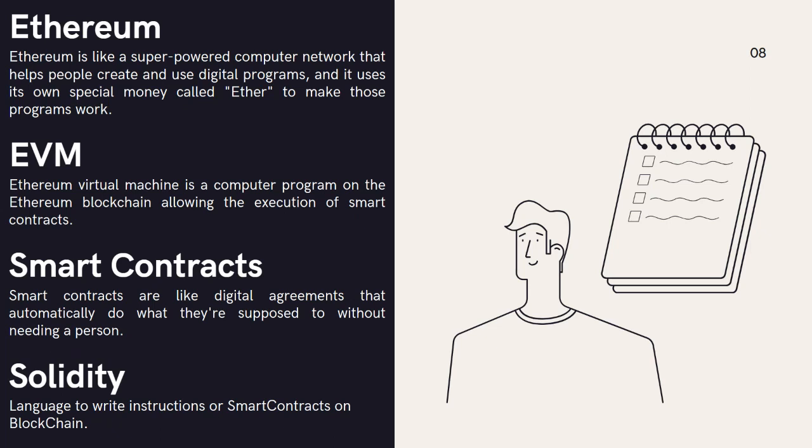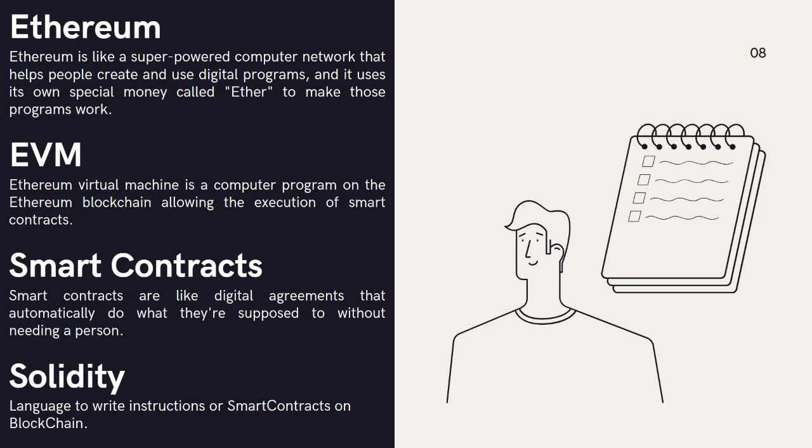So what is Ethereum? Ethereum virtual machine, smart contracts, and Solidity. As discussed, Ethereum can also be referred to as a superpowered computer where everyone comes in and uses it to do their respective tasks. And for using Ethereum, you need to have its own native currency called Ether for making those programs work or interacting with your smart contracts.